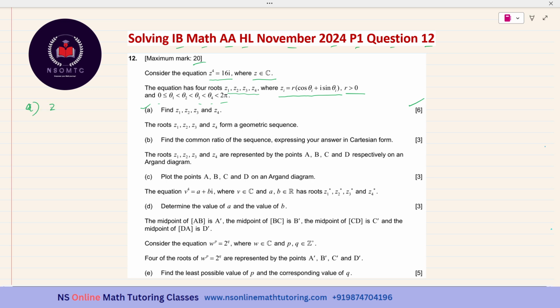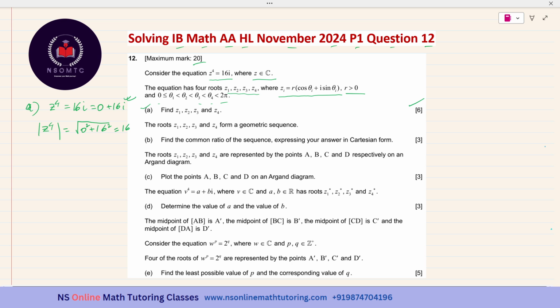Okay, so z to the power of 4 equals 16i. Therefore the modulus of z to the power of 4 is the magnitude of 16i, which is 0 plus 16i. You do not have to write this step definitely; I am explaining, so I am writing this step. So 0 squared plus 16 squared, square root of this will be equal to 16. And what is the argument?